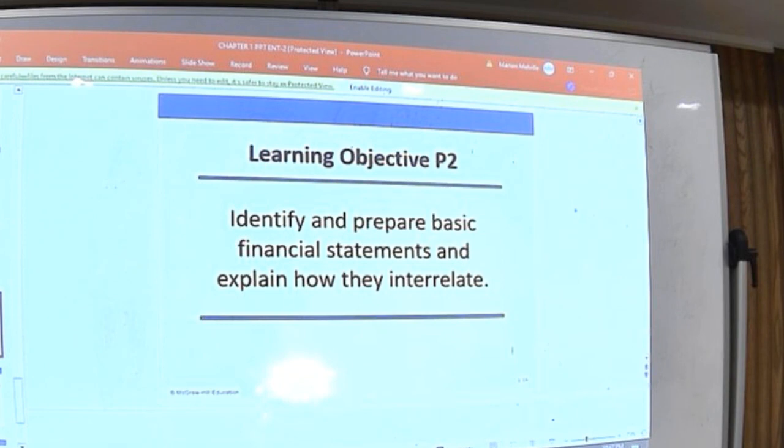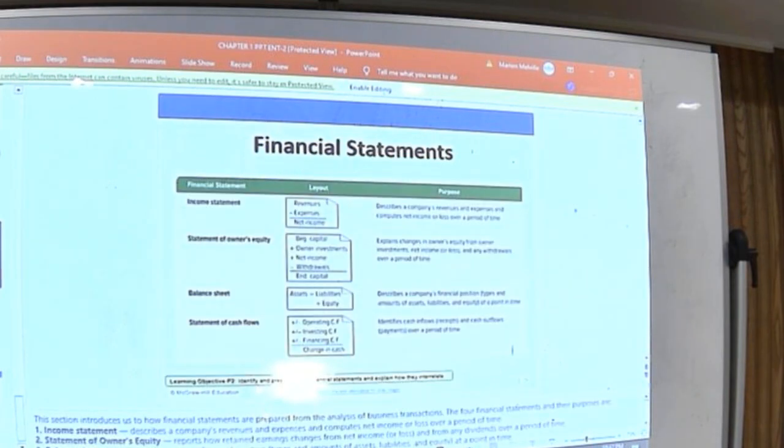These statements are for our own personal use, but also they're for financial statement use outside of our company. Our banker would like to look at them if we're in debt to the bank. The IRS wants to take a look at our financial statements. So we're going to put together these basic financial statements and see how they interrelate, how they work together to give a good picture of the health of our company.